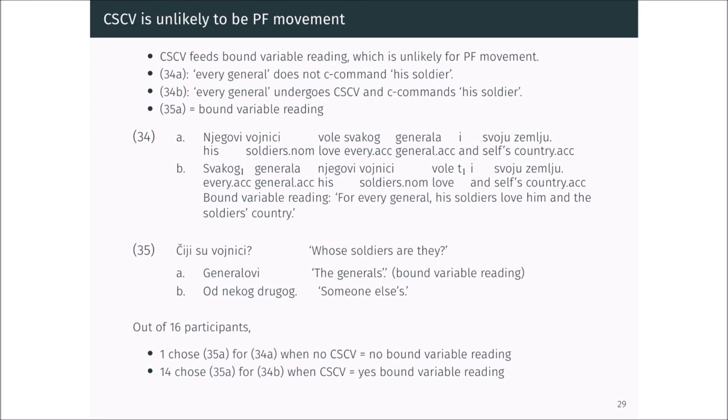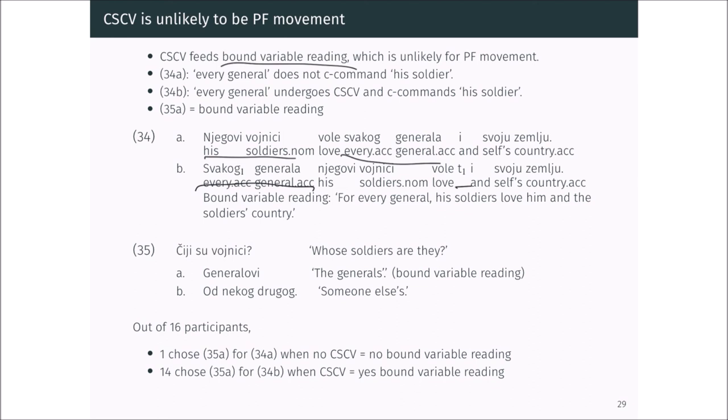However, CSCV is unlikely to be a PF movement because it can feed bound variable reading. So in 34A, it's "his soldiers love every general and self's country," where "every general" does not c-command "his soldiers." In 34B, "every general" underwent CSCV to a higher position where it does c-command "his soldiers." If this movement is in the PF, it should not affect the interpretation of the sentence. 34A and 34B should have the same interpretation.